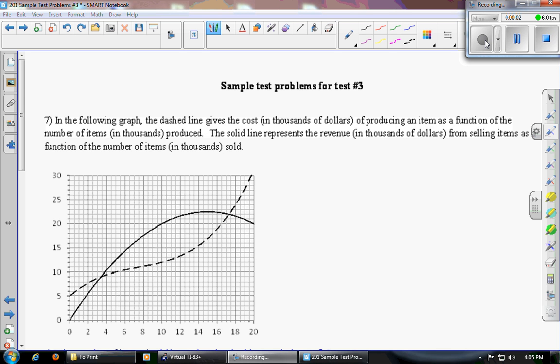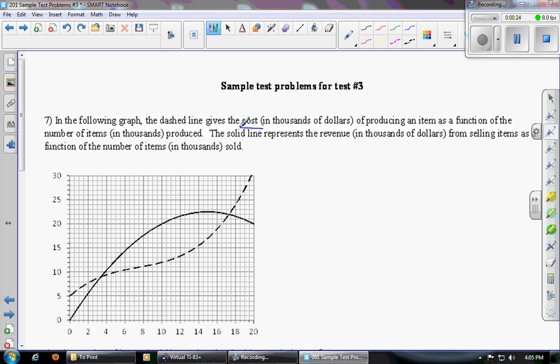This is problem number 7 on the sample test problems for test number 3. In the following graph, the dashed line gives the cost in thousands of dollars of producing an item as a function of the number of items in thousands produced. The solid line represents the revenue in thousands of dollars from selling items as a function of the number of items in thousands sold. So before we get to the questions, let's go ahead and just write some letters here.